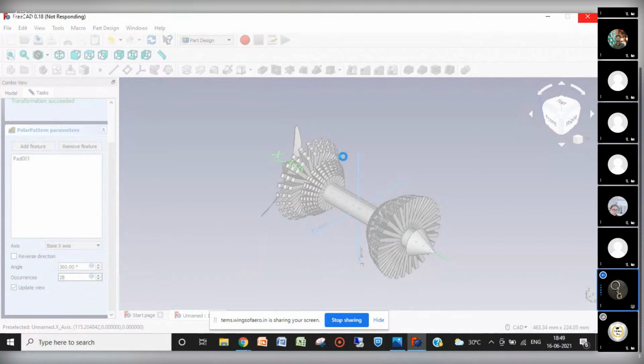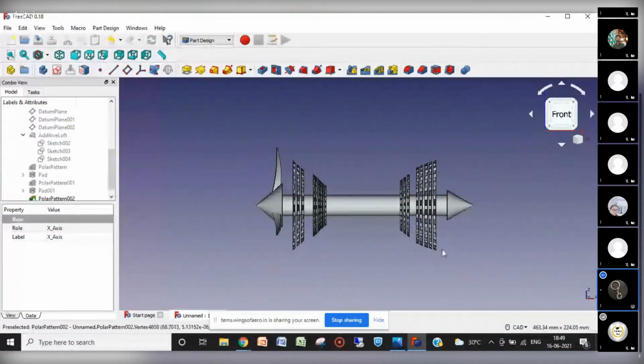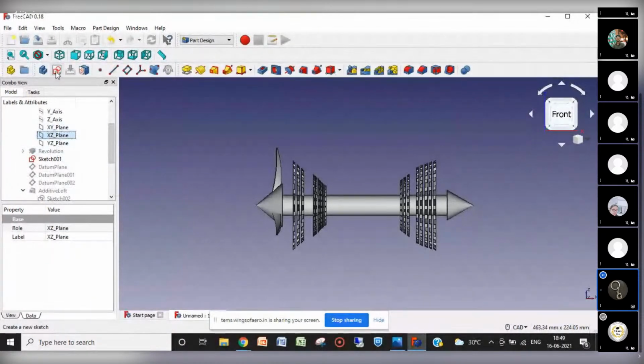Once it is done, we will make our covering for the engine, and all these parts would be hidden inside the engine covering, which we call the cowling in technical language. Yeah, okay, it is fine. Now we need to make our cowling. For that, again, we will choose the same plane, that is the XZ plane, and sketch.